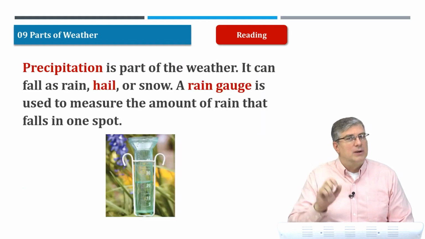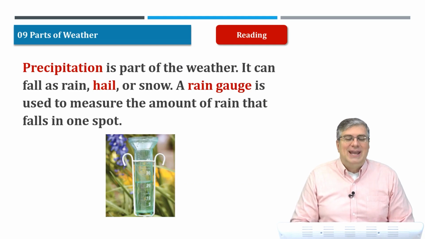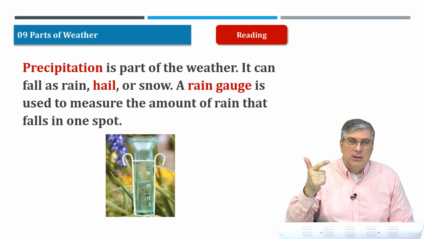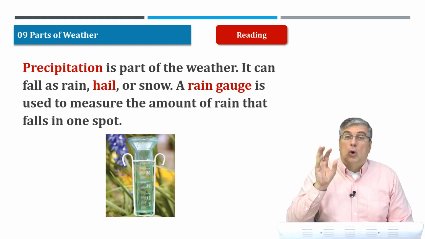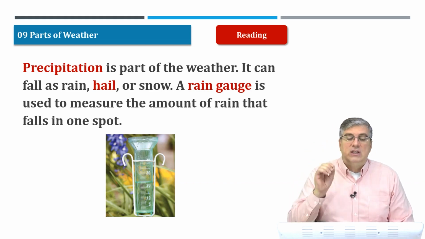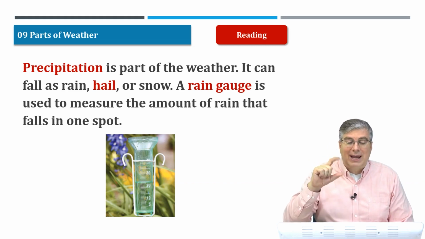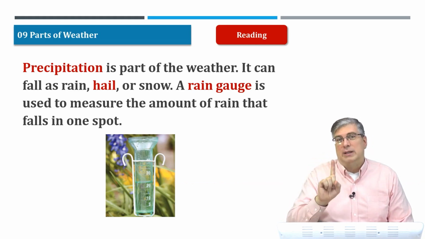Precipitation, lots of big words. Precipitation is part of the weather. It can fall as rain, hail, or snow. A rain gauge is used to measure the amount of rain that falls in one spot.